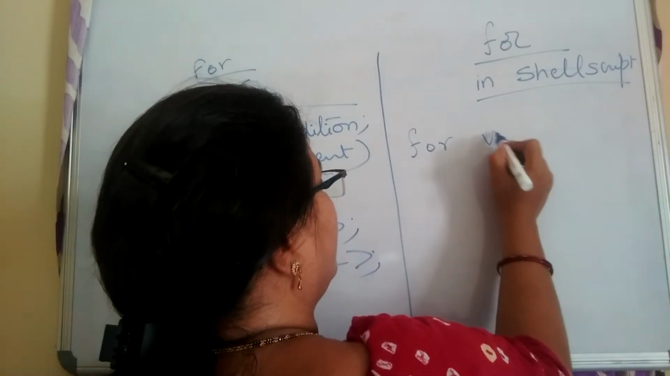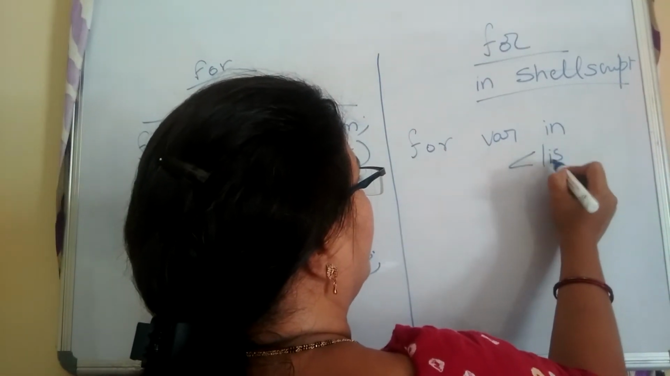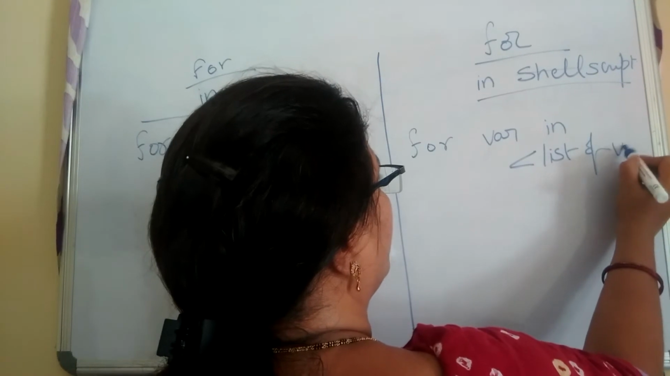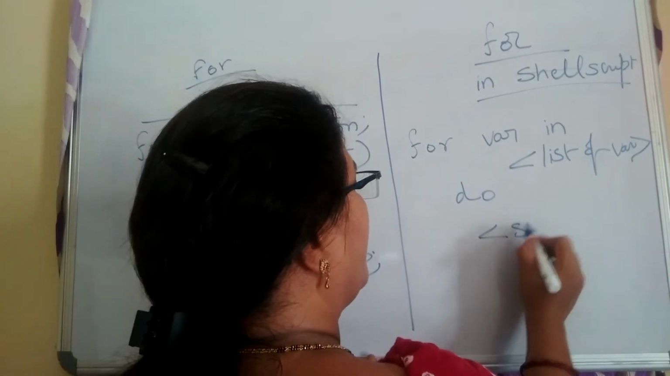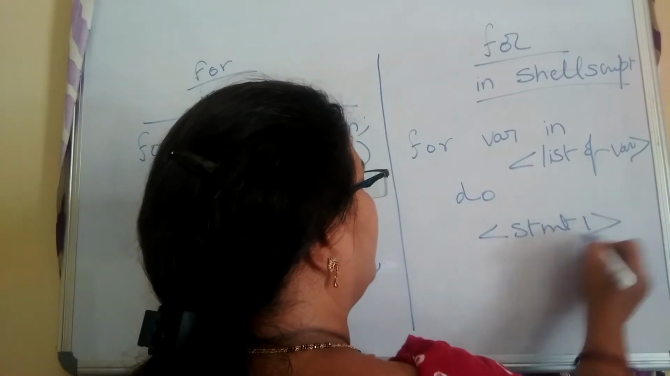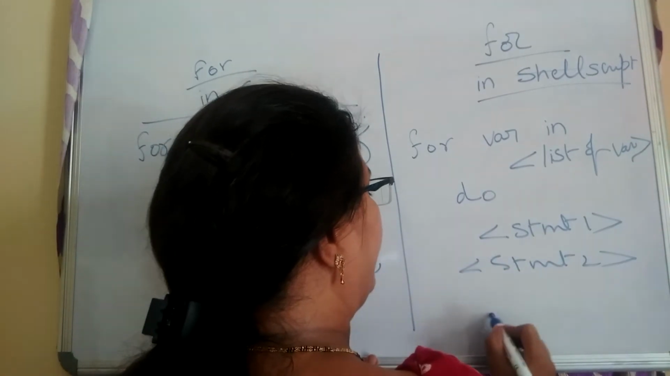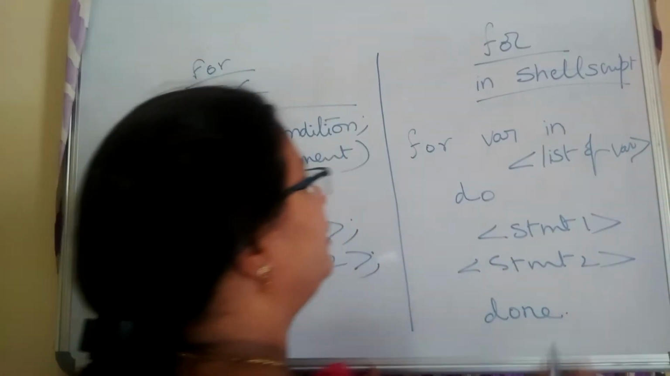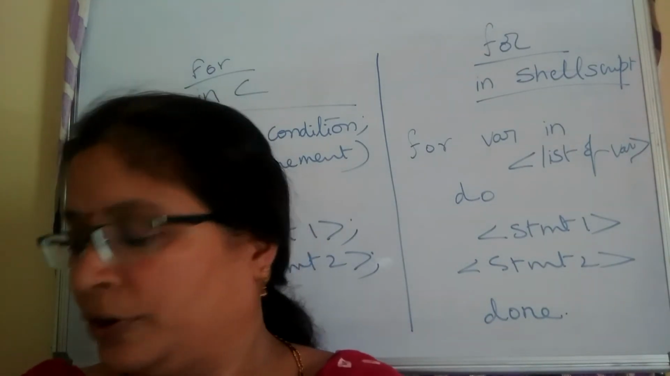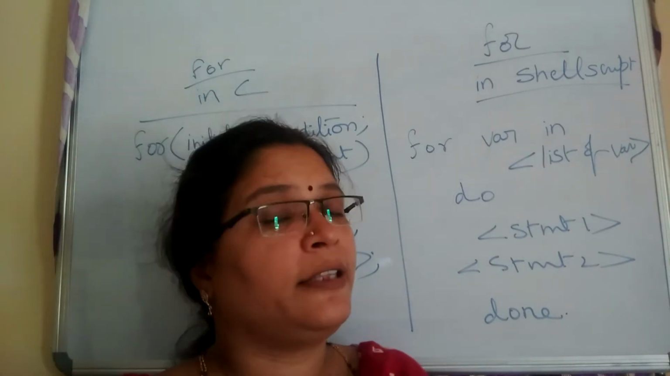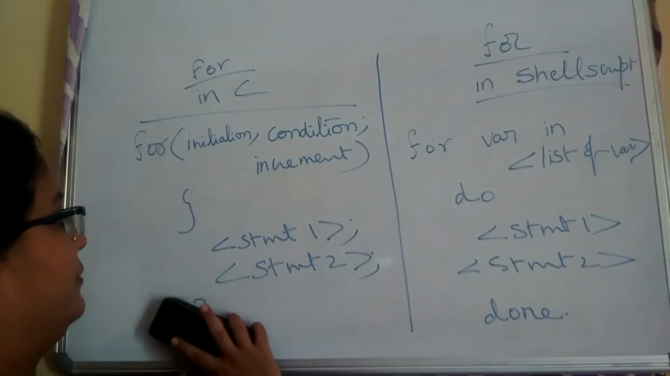For variable in list of variables; do statement 1, statement 2, and at last we have to write done. In this way the for looks in shell programming. We can exemplify the two things. We write one example based on this.